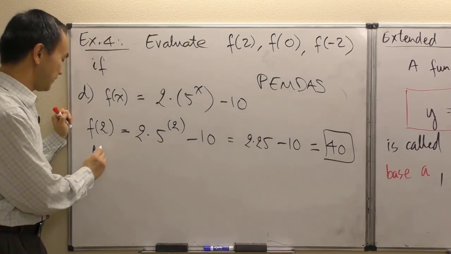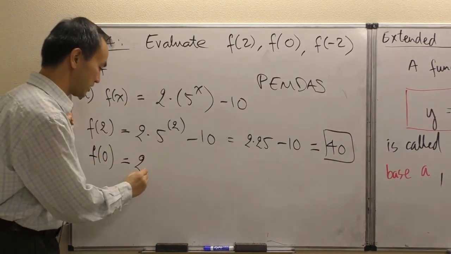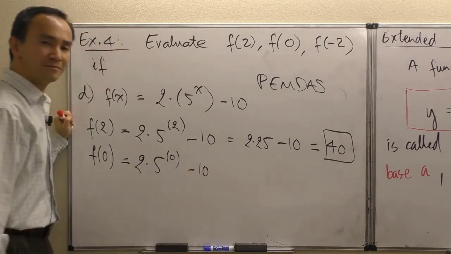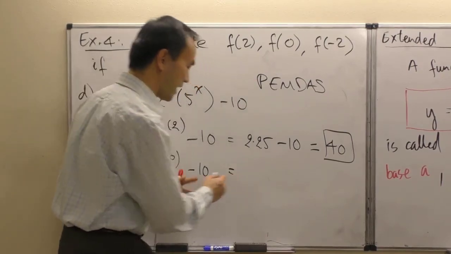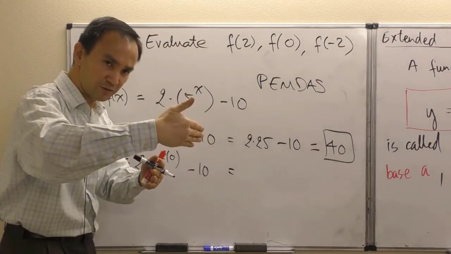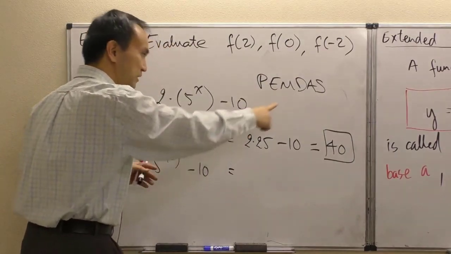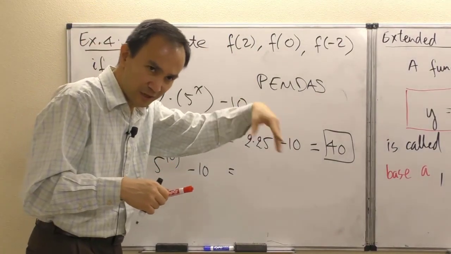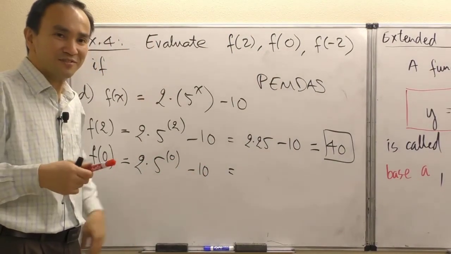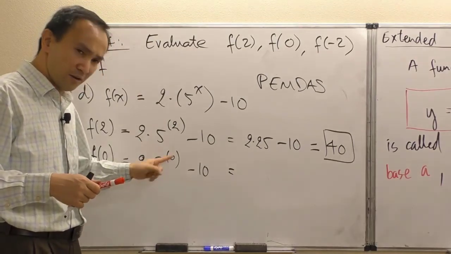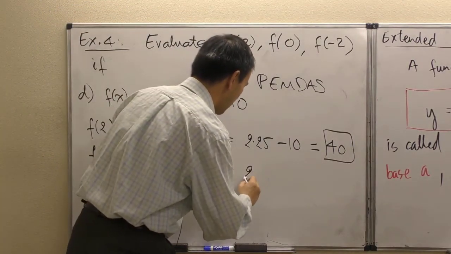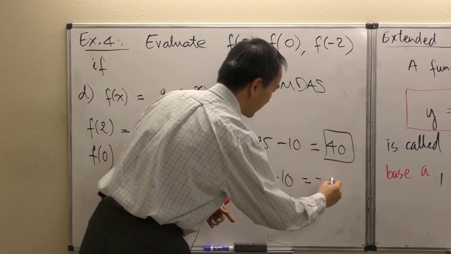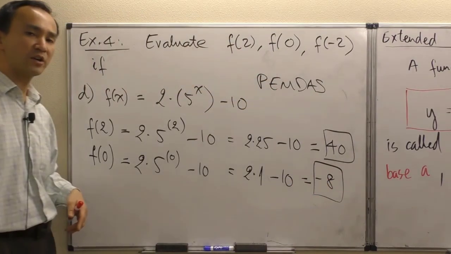And now f of 0. Now I'm going to substitute in 0 for x. So 2 times 5 to the 0 minus 10. 5 to the 0 is 1. Again, we have to follow PEMDAS. Exponents come before multiplication and division. I shouldn't even say it comes first, because if there were parentheses, then whatever is inside the parentheses must come first. But here there weren't parentheses. So 5 to the 0 is 1. 2 times 1, and minus 10. So 2 times 1 is 2, and minus 10 gives me a negative 8. And that's how we lead our own calculation.